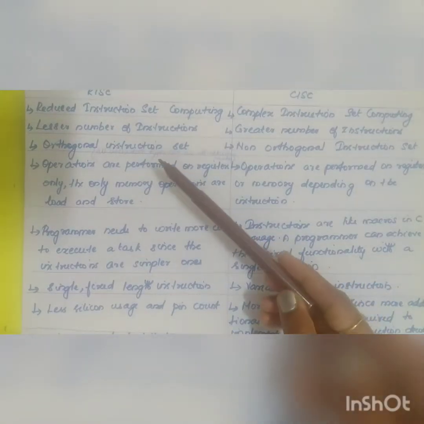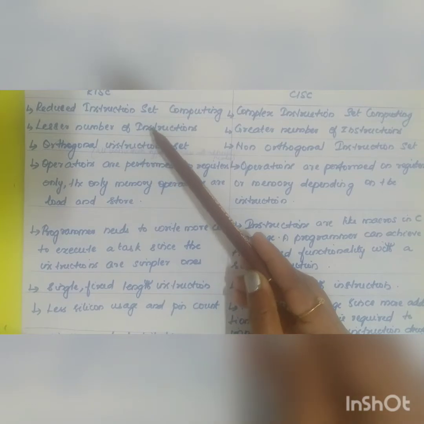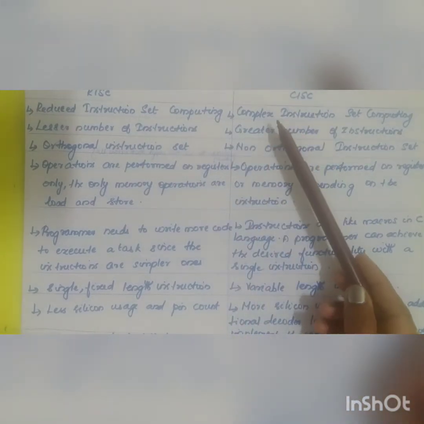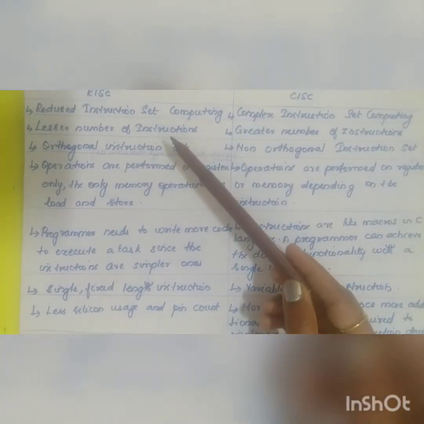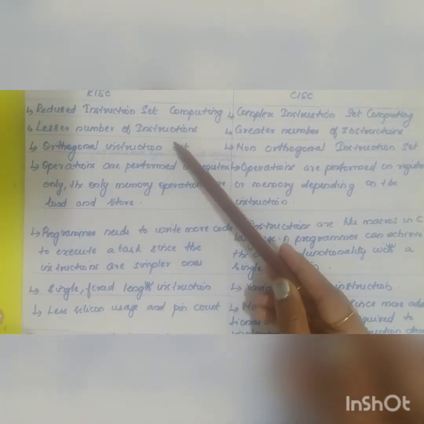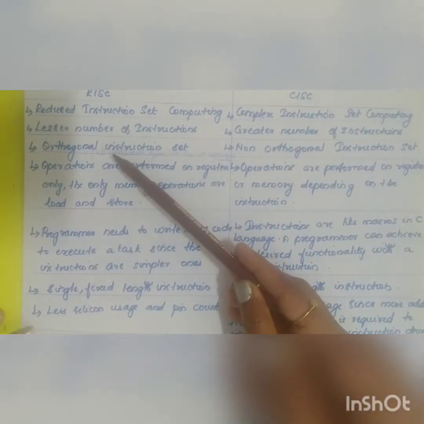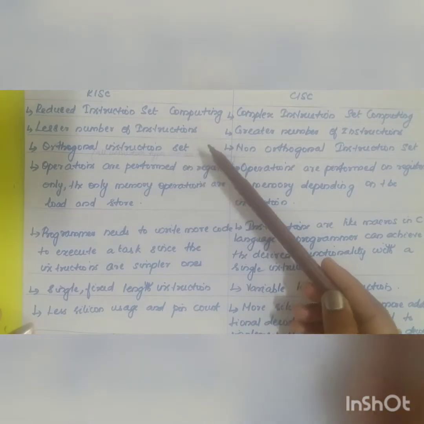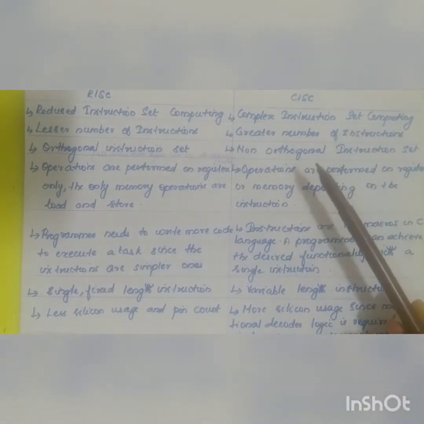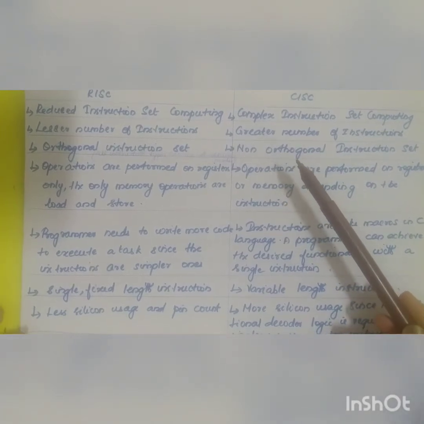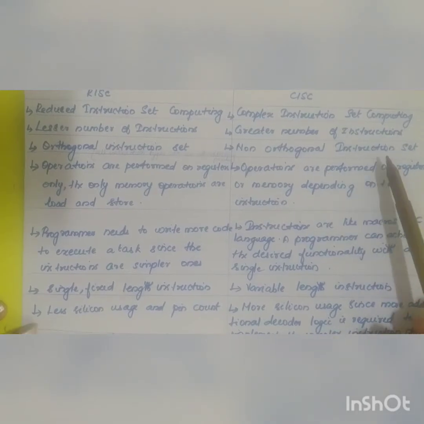And the next is the difference between RISC and CISC. So what is meant by RISC? It stands for reduced instruction set computing, and CISC stands for complex instruction set computing. So the name itself gives you the meaning. Okay, in RISC, a lesser number of instructions are used, whereas in CISC a greater number of instructions are used. Here you have an orthogonal instruction set. What is meant by orthogonal instruction set? All instruction types can use all addressing modes. That is called an orthogonal instruction set, whereas in the case of CISC, it is a non-orthogonal instruction set.